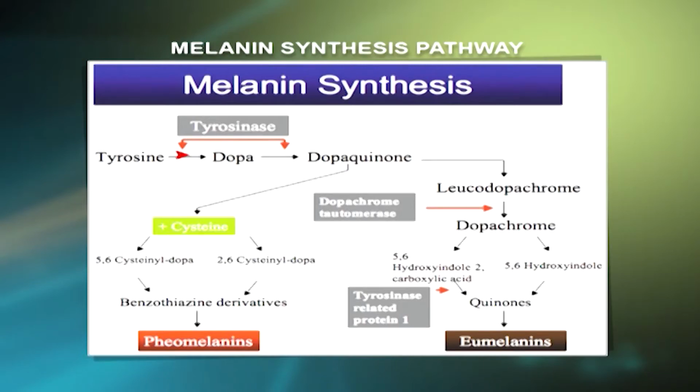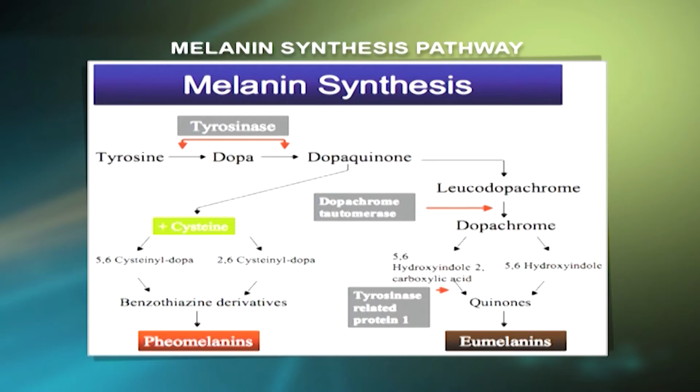The first step of the biosynthetic pathway for both eumelanins and pheomelanins is catalyzed by tyrosinase. Tyrosine gives rise to DOPA, and DOPA finally to dopaquinone. Dopaquinone can combine with cysteine by 2 pathways to form benzothiazines and pheomelanins. Dopaquinone combines with cysteine to form 5,6-cysteinyl DOPA, which gives rise to a benzothiazine intermediate and finally to pheomelanin.